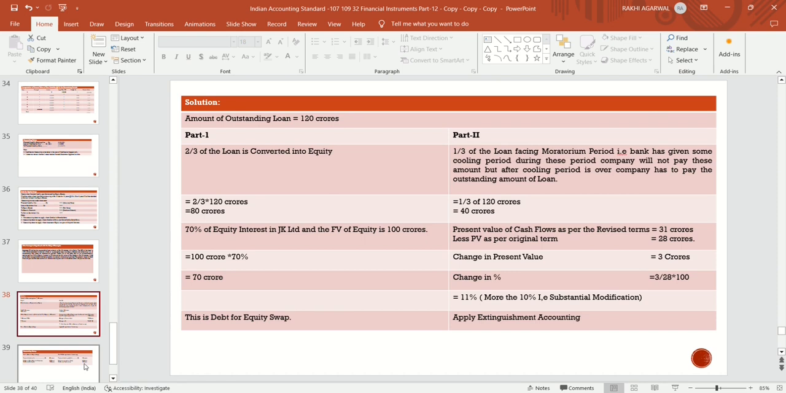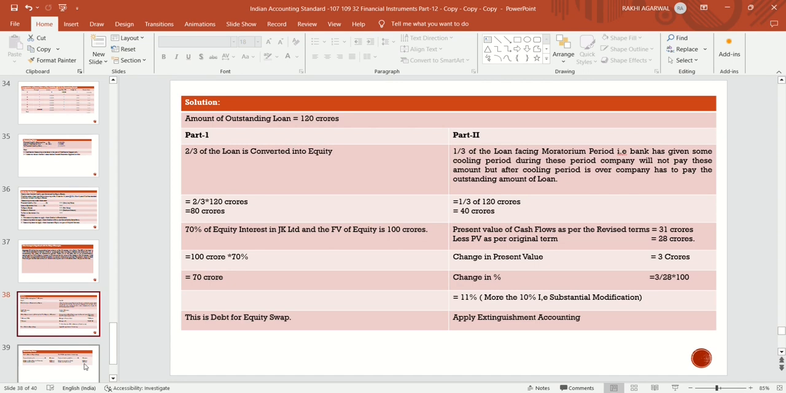Now in part 2 we have to apply extinguishment accounting. How? Because one third of the loan is facing a moratorium period, that is, the bank has given some cooling period, that is, you will take 6 months, after that you will pay. The bank has provided the cooling period to JK Limited because JK Limited is facing some financial crunches. During this period, the company will not pay this amount, but after the cooling period is over, the company has to pay the outstanding amount of loan.